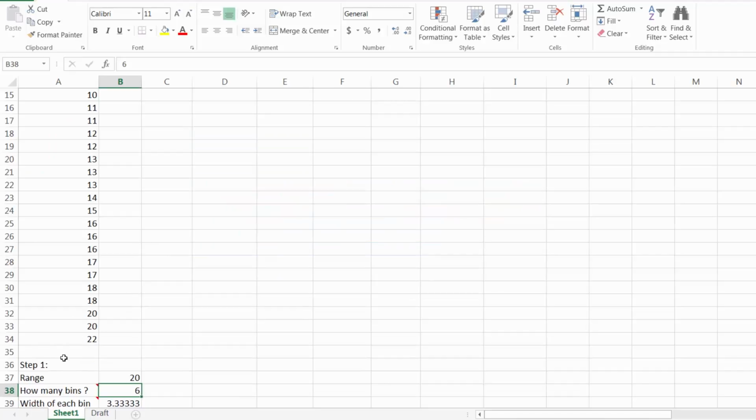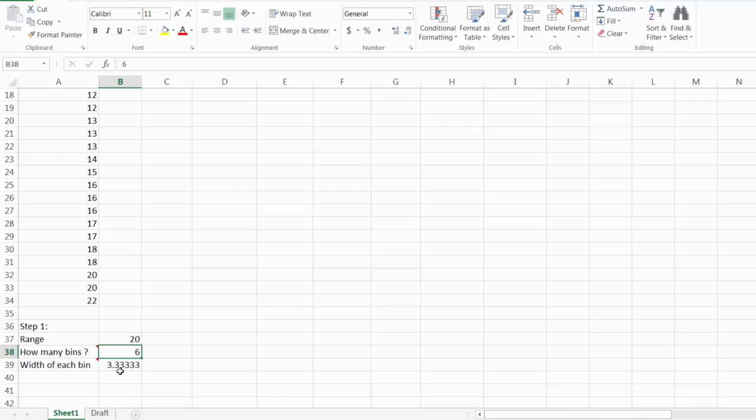The second thing is we're going to be calculating these bins. Bins are basically boxes in which we're going to be placing some numbers. Bins should usually be in the range of anywhere from 5 to, let's say, 15. So it's quite subjective what number you want to choose here. I'm just going to choose the number 6. And so the width of each bin is about 3.33, but usually we're going to be rounding these bins off to the highest number. And so let's say each bin would have a width of 4.